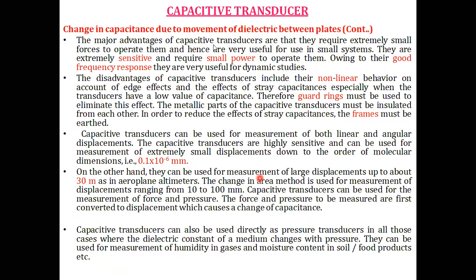And the major advantages of capacitive transducers are that they require extremely small forces to operate them, and hence are very useful in small systems also. They are extremely sensitive and require small power to operate. Owing to their good frequency response, they are very useful for dynamic studies also. Disadvantages of capacitive transducers include non-linear behavior on account of edge effect.